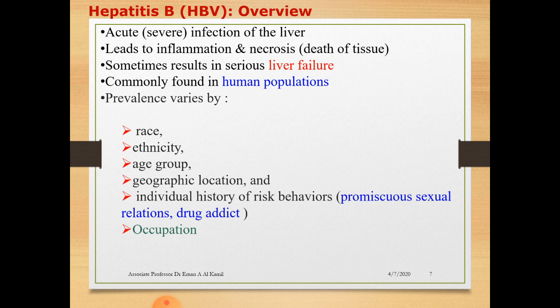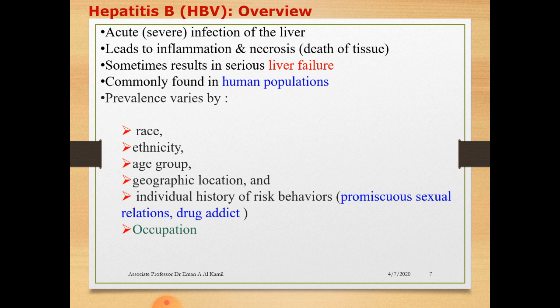Another risky group is sexually active people, from the age of 18 up to 45 years, at middle age. They are more likely to get the infection. Geographical location also matters, as there are certain areas more liable to have the infection than others. And there is the individual history of risk behavior.